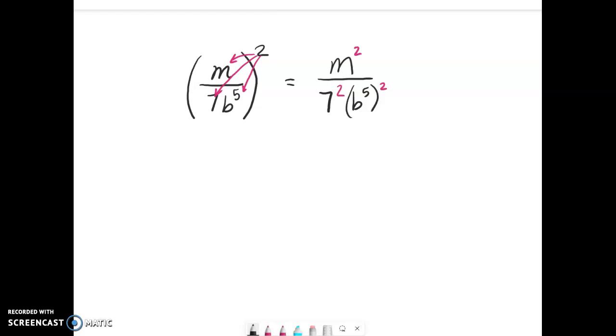And then now I'm going to simplify. The numerator will just be m squared. And then I've got 7 squared, so that's 49. And then b to the 5th squared, this is a power raised to a power. So when we have a power raised to a power, we multiply the exponents. So 5 times 2 is 10. And so this would be the simplified version.